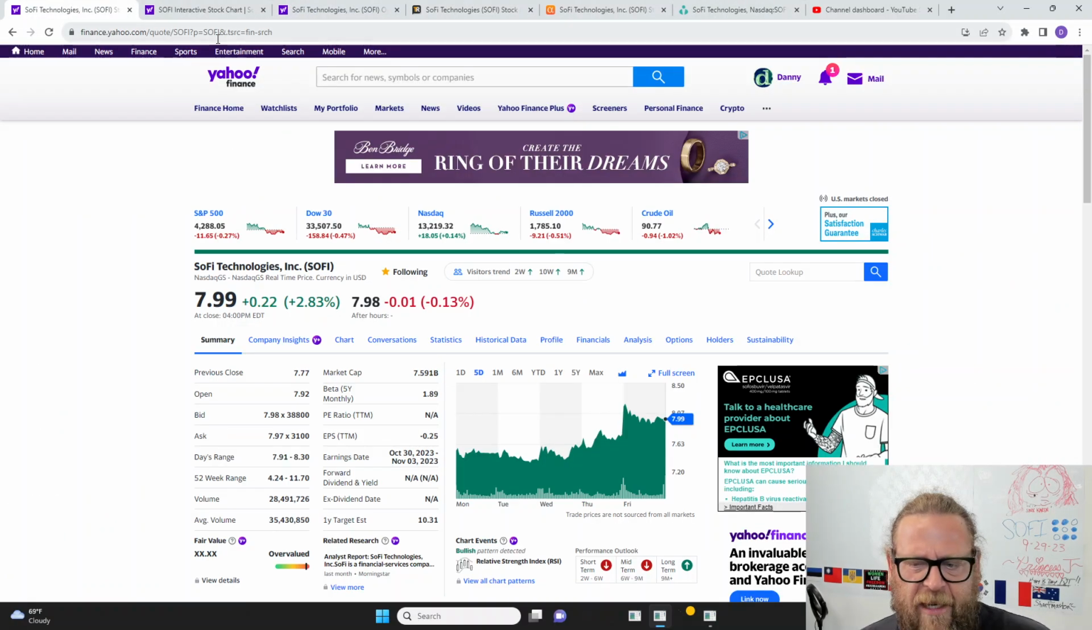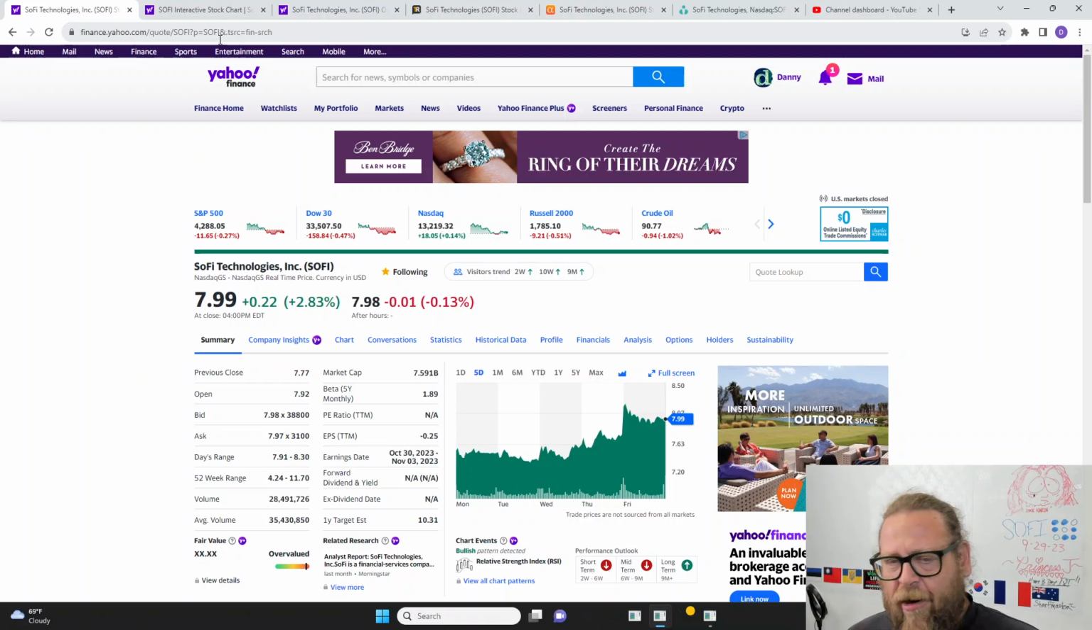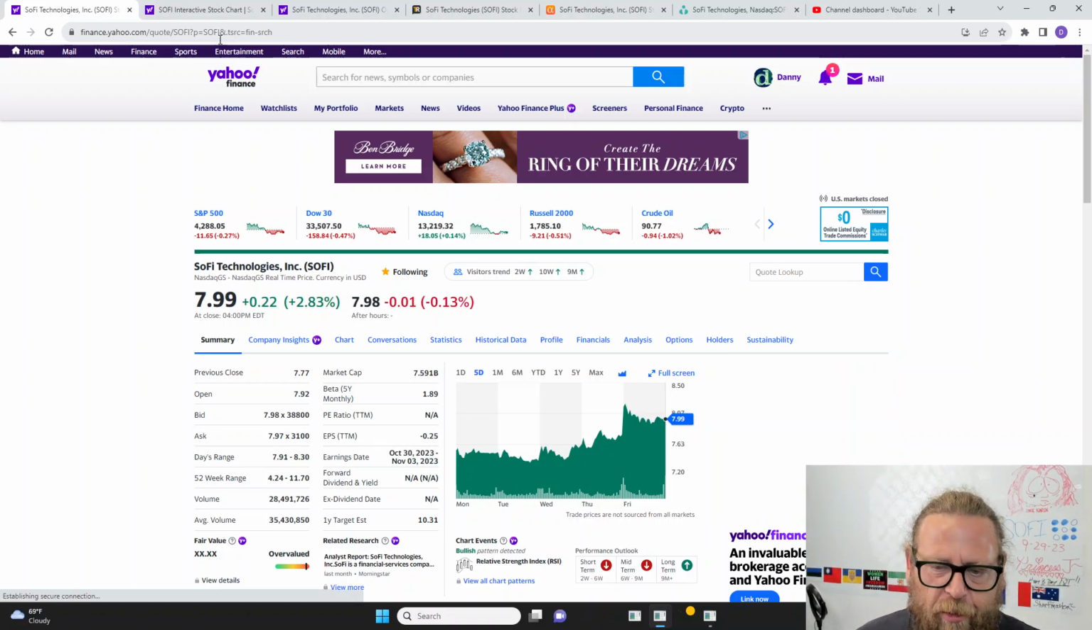Guys, the SoFi stock, ticker symbol SOFI. Let me give you the winning formula. It's not that hard, guys. They lend out money. It's a simple business.